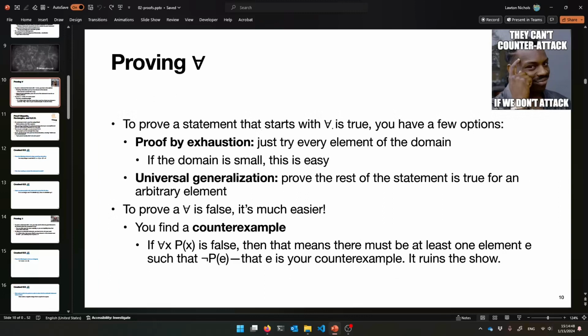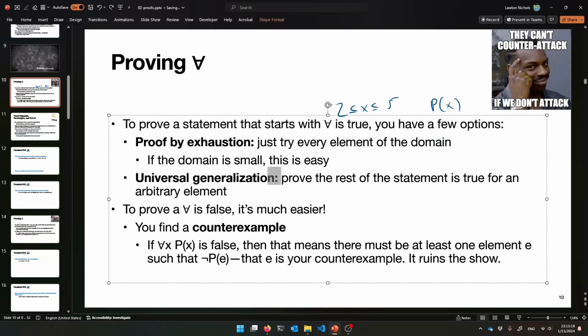So to prove a statement where there's a for all and your domain is small, you can use proof by exhaustion. Say you have to prove P of x is true for all x, and the domain of x is between, I don't know, 2 and 5. Just try all of those. Try P of 2, try P of 3, try P of 4, try P of 5. Just make sure they all work, and you have a for all, right? So that's easy. That's proof by exhaustion.